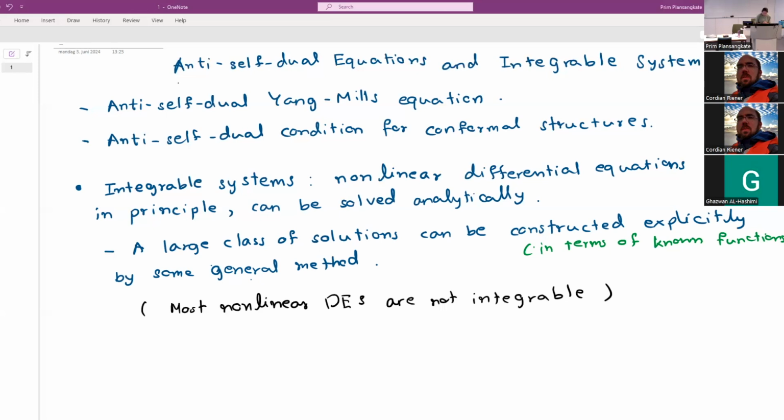So I was saying that although integrable systems are very rare, they are interesting and people study them because it's really nice to be able to construct solutions explicitly. Suppose you have a physical phenomenon that you can model by an integrable system, then you would be able to have explicit solutions that you can analyze easily. So let me just give you an example.